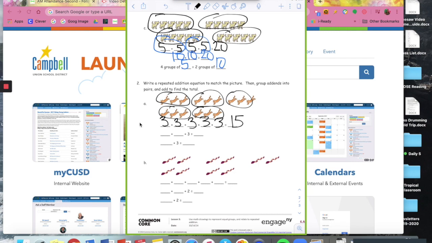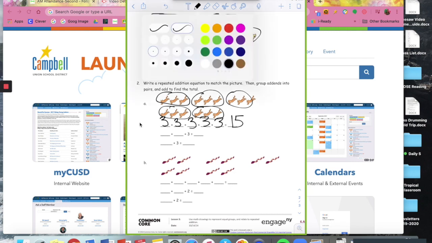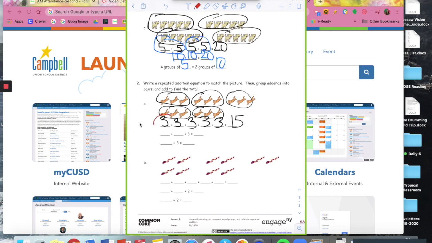Now, this is where it gets a little bit tricky, okay? So please make sure you pay attention. So then I'm going to combine right here and create my doubles, okay? I was not able to create a double with that group of 3. So I'm going to leave it, which is what this is right here. So take a look at the picture. I'm combining these groups right here, which is 6. Then I'm combining these groups right here, which is 6. And then this group right here is left alone. That's where this group of 3 is.